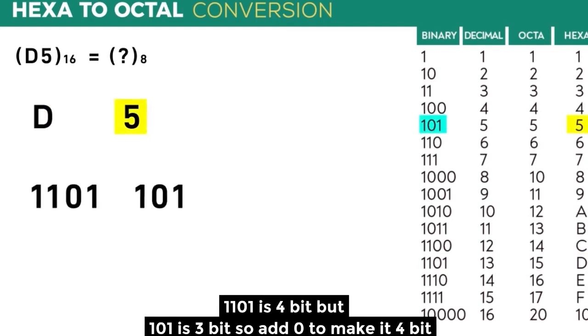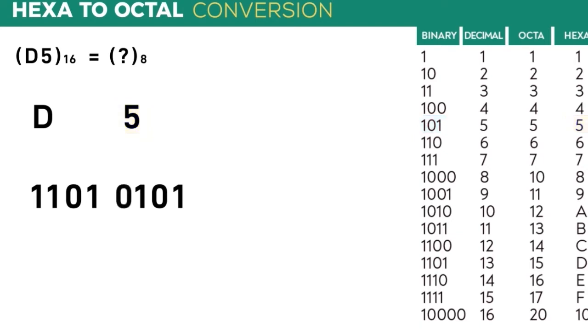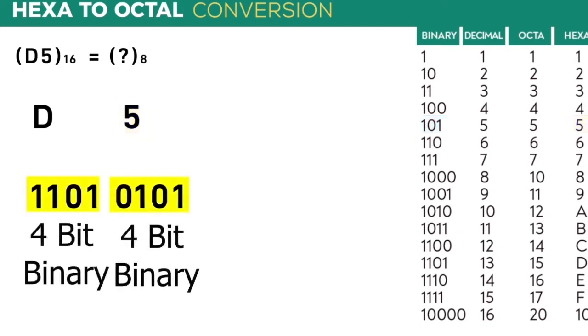We will find out the binary equivalent of both the numbers, but we need 4-digit numbers, and 101 of 5 is not a 4-digit number, so we will add 0 to the left side of it to make it a 4-bit number. We have a couple of 4-bit binary numbers in front of us.